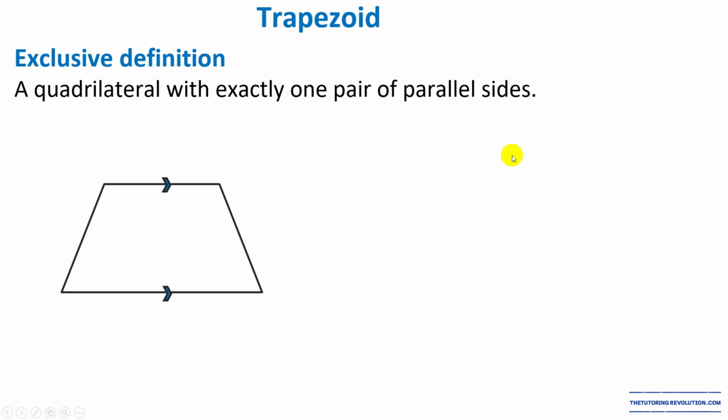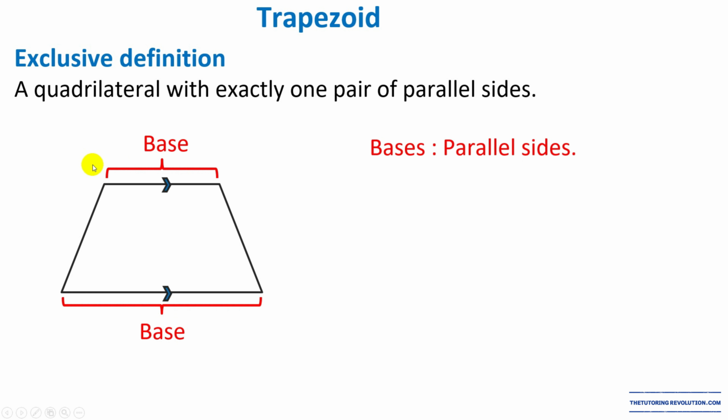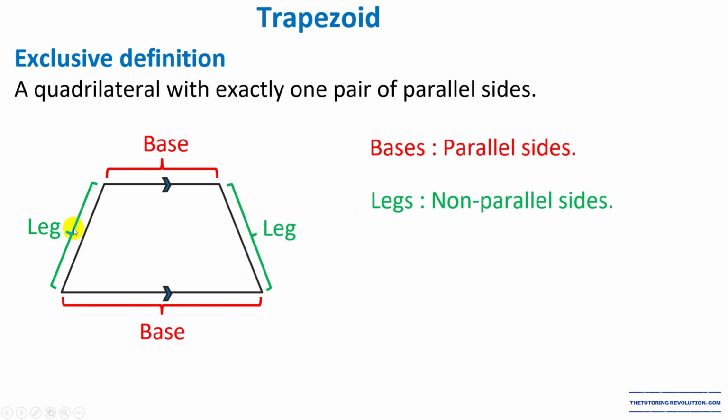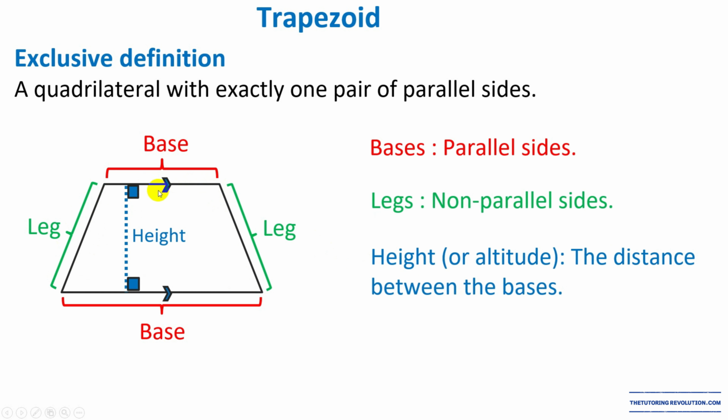So right here we have a trapezoid and the parallel sides are known as bases, okay? So this will be the first base or the upper base, and this will be the second base or the lower base. The non-parallel sides are the legs. So this is one leg and this is another leg. The distance between the bases is the height or altitude. That's why we draw a segment that is perpendicular to both bases to represent this height.